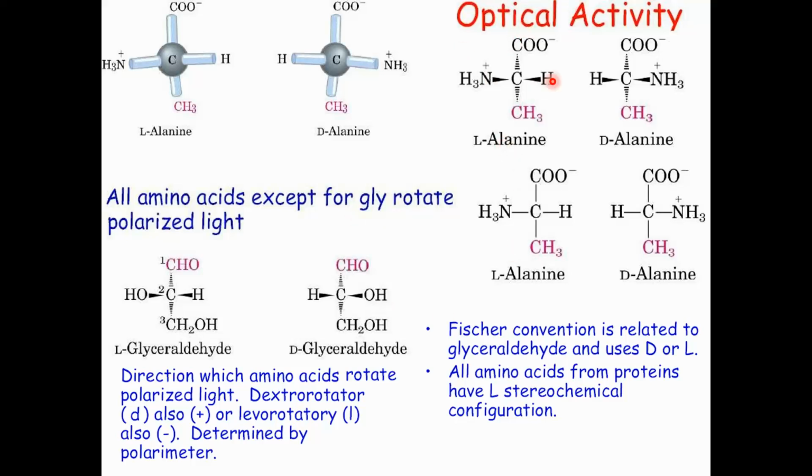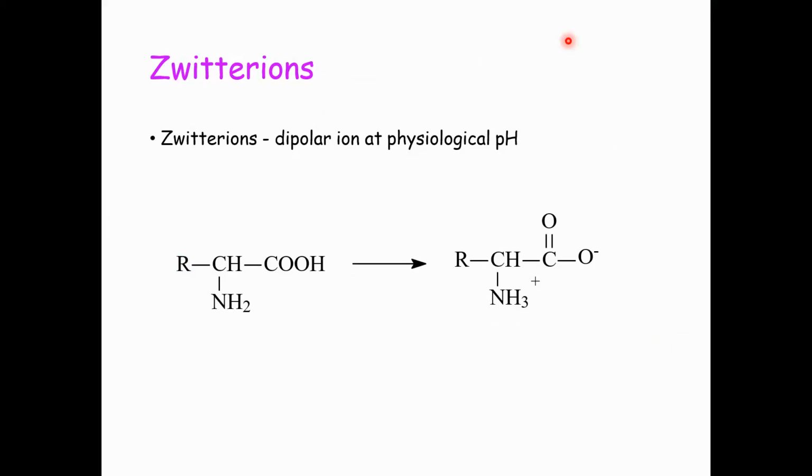Once the amino acid can rotate light when we keep it under plane polarized light. And another chemical property of amino acids is that you can find them as a dipolar ion at physiological pH. So what does it mean by dipolar ion? You can find them as a dipolar ion at physiological pH, and we can call a dipolar ion a zwitterion. So amino acids act as a zwitterion at physiological pH.